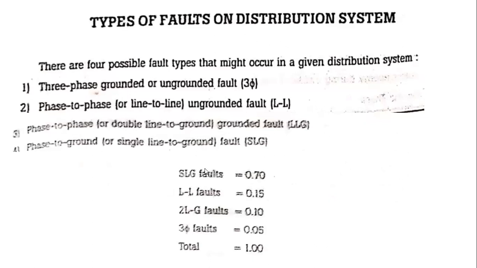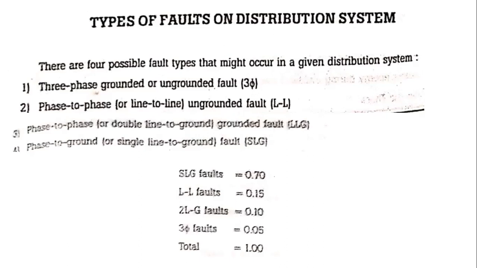These are the various types of faults that occur in distribution systems. Faults are basically divided into two types: temporary faults and permanent faults. The commonly occurring faults are temporary or transient faults. Up to 90% of faults are transient or temporary faults.